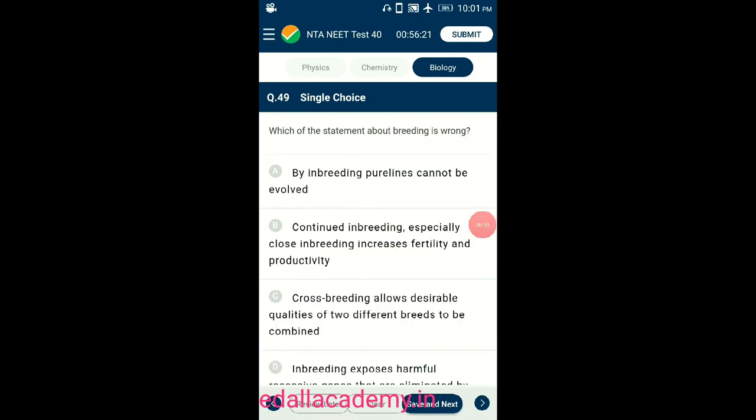Question number 49. Which of the statements about breeding is wrong? Here four statements are given. Continuous breeding, especially close inbreeding, reduces fertility and productivity. This is called inbreeding depression. So the incorrect statement is option B. Continued inbreeding, especially close inbreeding, increases fertility and productivity. This statement is wrongly given. Actually, continued breeding, especially close inbreeding, decreases fertility and productivity.